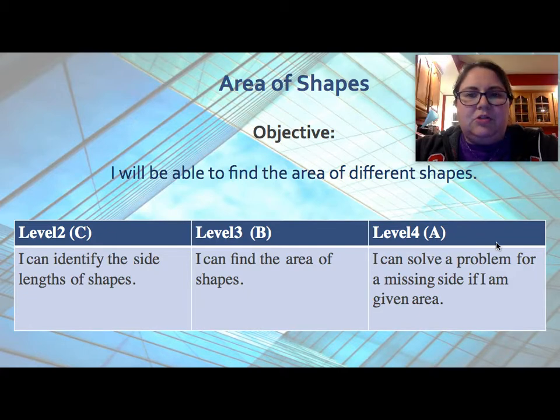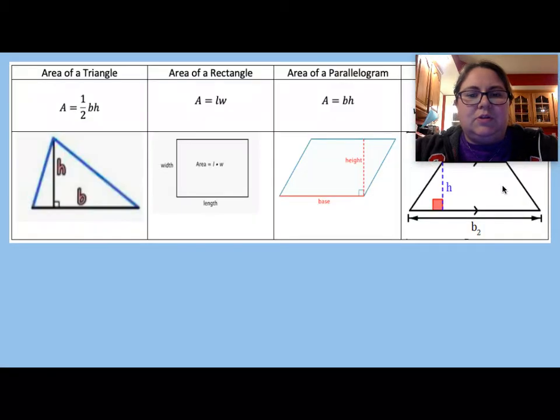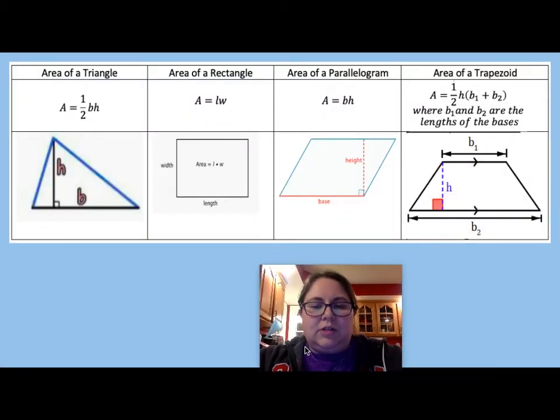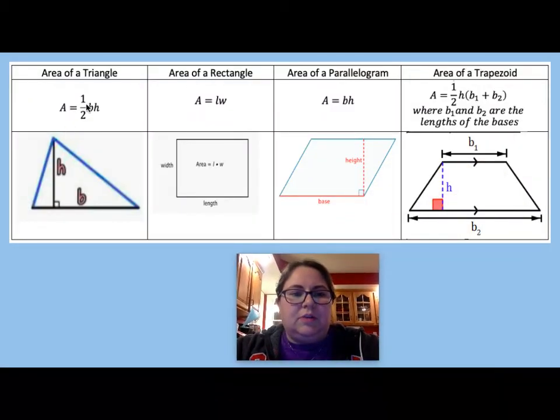And I would encourage you to make sure that you, on the next slide, are writing down the formulas for the shapes that you're going to be using. So we're going to talk today about 4 different shapes. We're going to talk about a triangle, which is half times the base times the height of a shape. Sometimes it's written as base times height divided by 2. Both of those work fine.